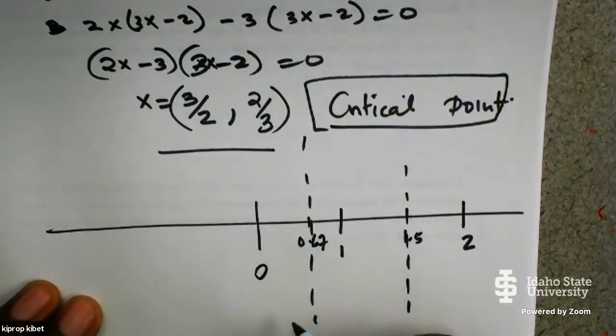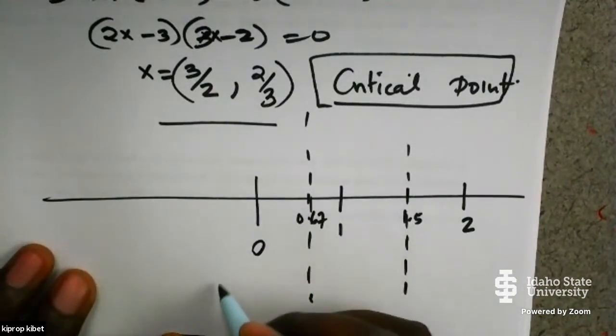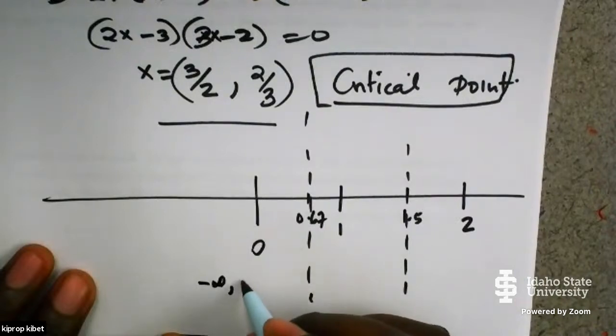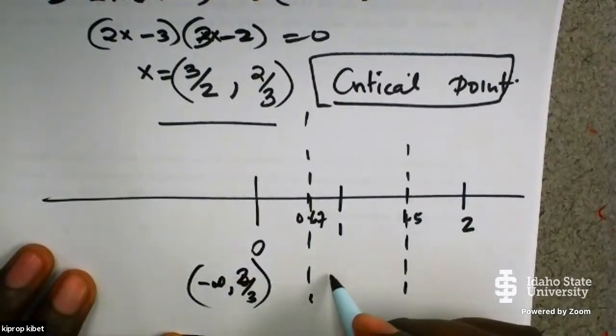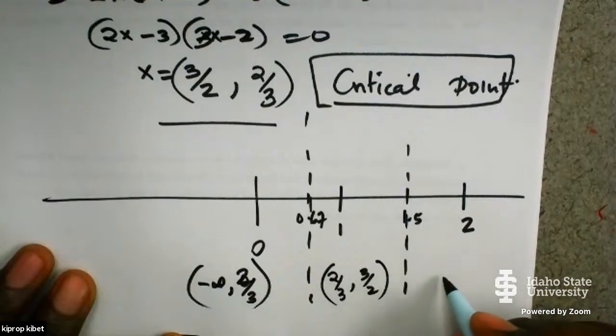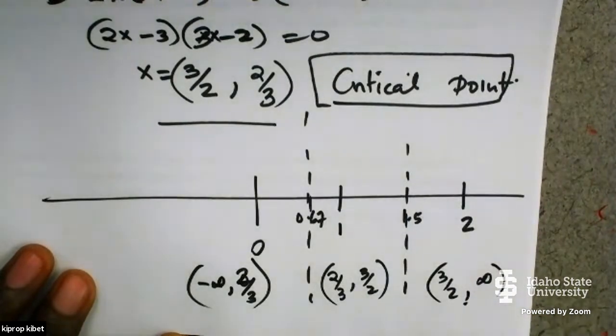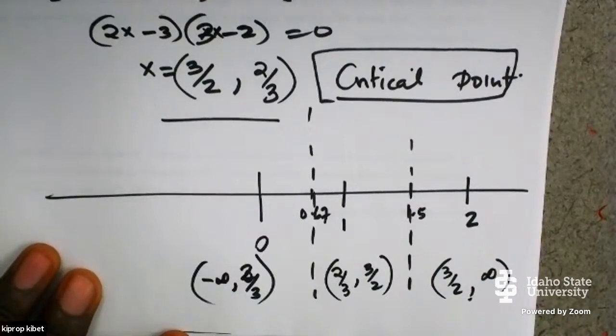So here, our interval notation, and this region is what? Minus infinity to 2 over 3, right? And then this region is what? 2 over 3 to 3 over 2. And this region is what? 3 over 2 to infinity. So those are our levels.